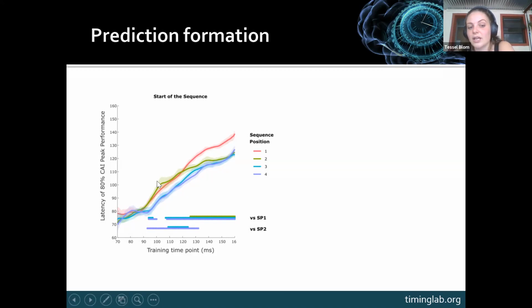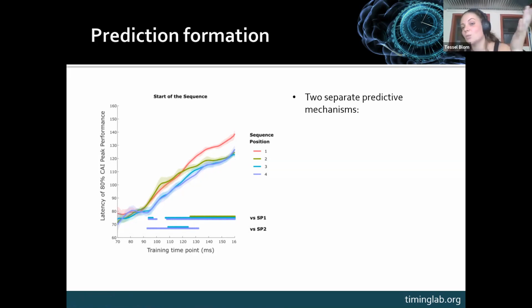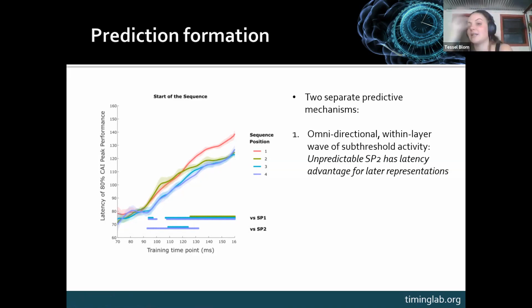But then from about 95 to 100 milliseconds, we see that the third and fourth stimulus are starting to peak earlier than the first one. So they're represented earlier than an unpredictable stimulus. And then from about 125 onwards, we see that also the stimulus in the second sequence position has a latency advantage. That's especially interesting because we didn't expect it, because the second one isn't predictable yet. The first one can appear anywhere, and then the sequence can go clockwise or counterclockwise. So the second one isn't predictable yet. Only from the third one onwards, you have enough information to predict the location of the stimulus.